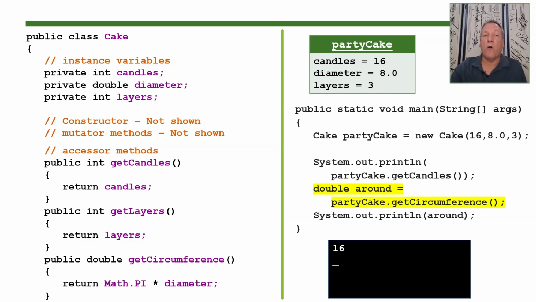Next, we'll call the partyCake method getCircumference, which calls our getCircumference method in the cake class. This method multiplies the diameter times Math.PI and returns the value, which is now stored in my double variable called around. We then put around into a print line statement, and the circumference of the cake is displayed on the screen. And that's how we can use the accessor methods that we wrote for the cake class.